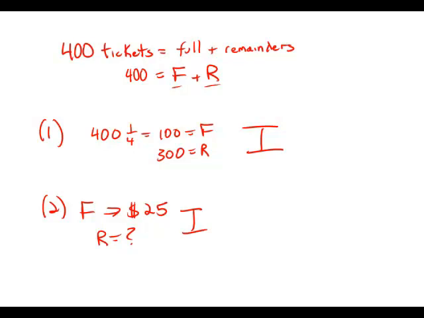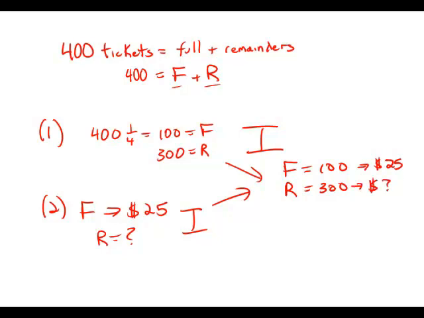Because both statements are insufficient, we combine them. Well, now we know from statement number 1 that we sold 100 full price tickets and we sold 300 remainders. We know from statement number 2 that the full price tickets cost $25 each. Unfortunately, even when we put all the information together, the crucial piece of information we are missing is how much a remainder ticket costs. And because we don't know that, we can't figure out the revenue generated from the sale of the 300 remainder tickets. Therefore, we cannot answer the question.